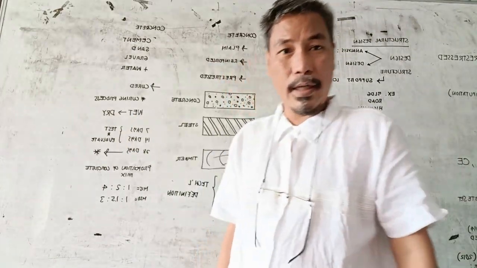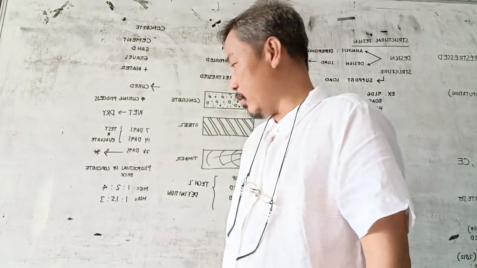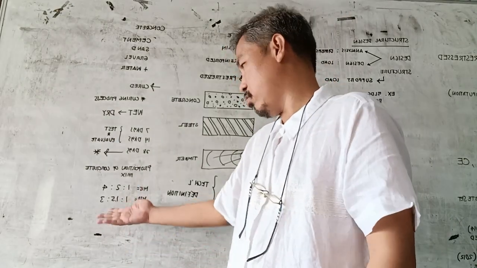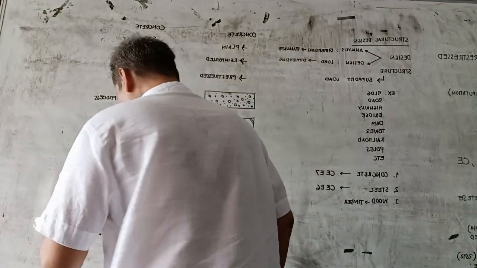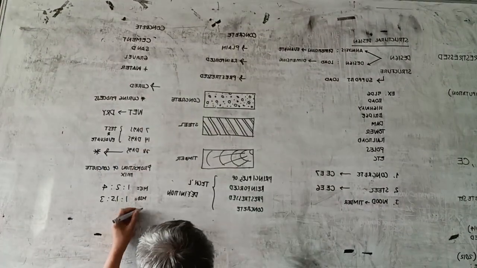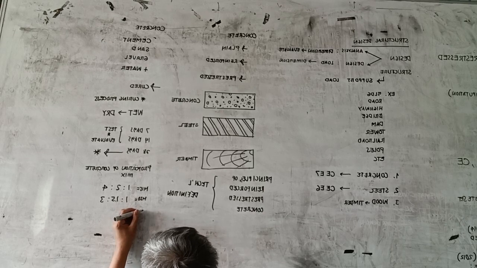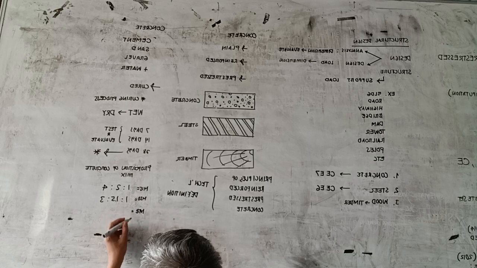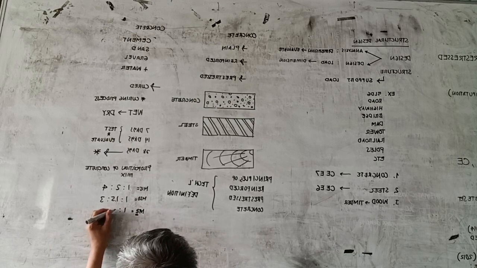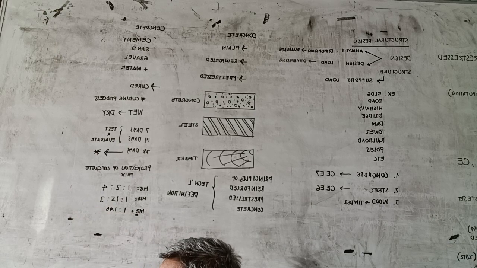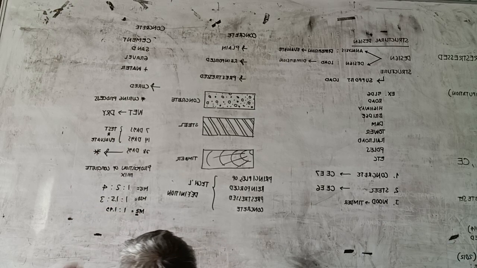Okay, so if you order that, you can order this. But if you want to have your own, for example, your own proportion, you can put on your name, this is my proportion, MZ, because I like Zantua, right? MZ. 1:1.49. Right?